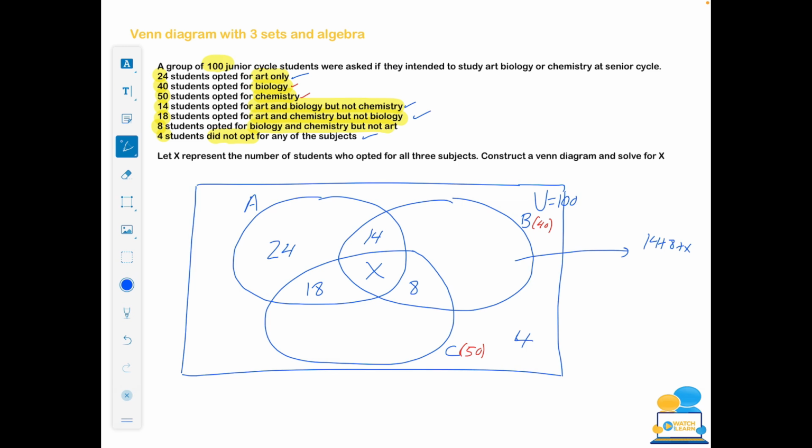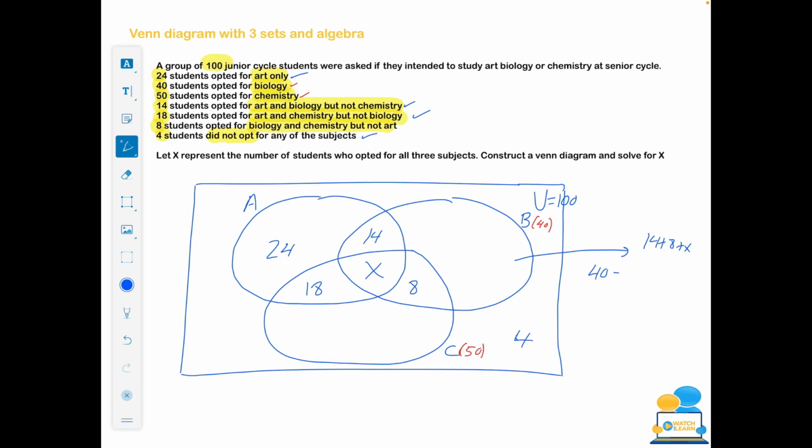So what we need to do is 40 minus 14 minus 8 minus x. 40 minus 14 minus 8, you can put that into your calculator. That's going to give you 18, and we still have our minus x. So that's the amount of people out here who just did biology. And here we're going to do something very similar for the chemistry. Should all add up to 50. So 50 minus 18 minus 8 minus x. That's going to give me 24 minus x.